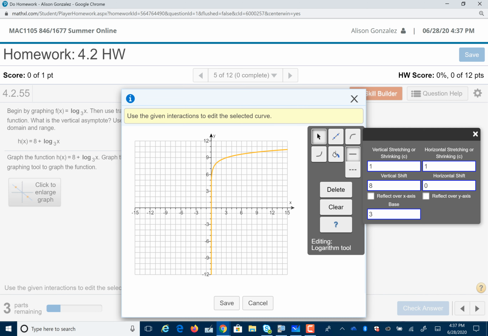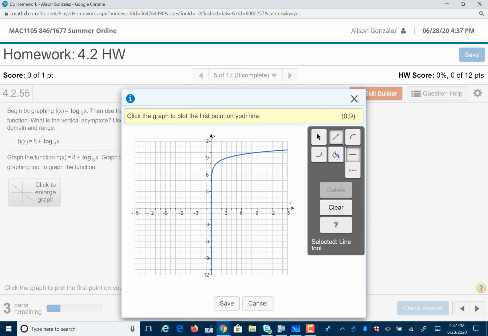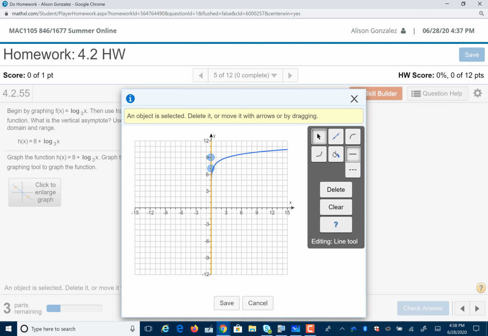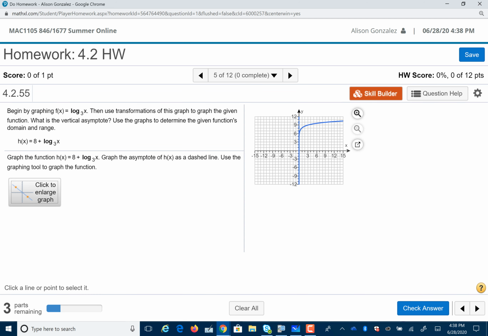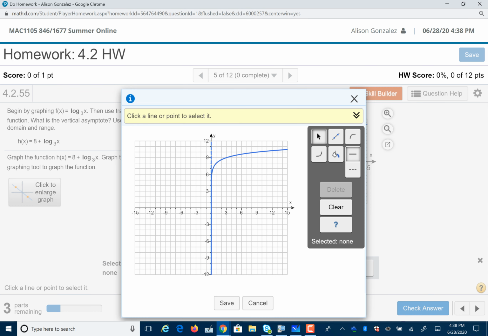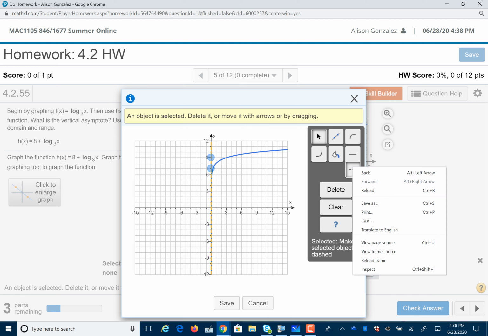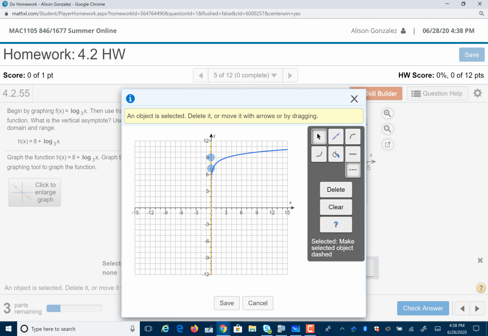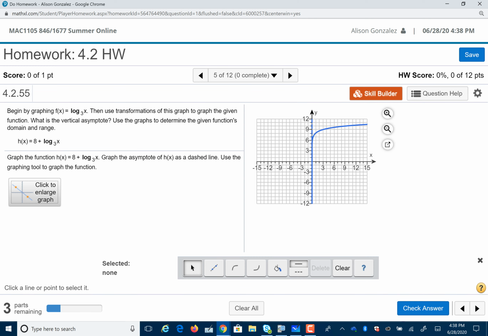That's this one. And then we also need to grab the line tool and add in the vertical asymptote, which is going to be along the line x equals 0. I think that it didn't go dashed, so we need to make sure that it's dashed. If it's not dashed, it will mark it wrong. Okay, I think that might have got it. Let's try it.